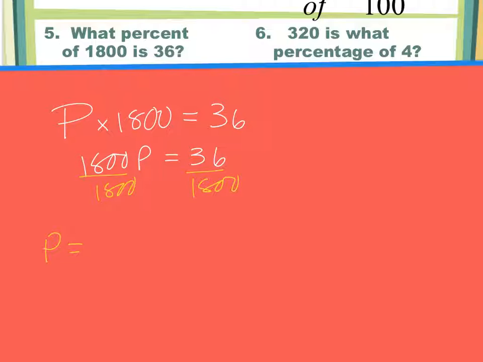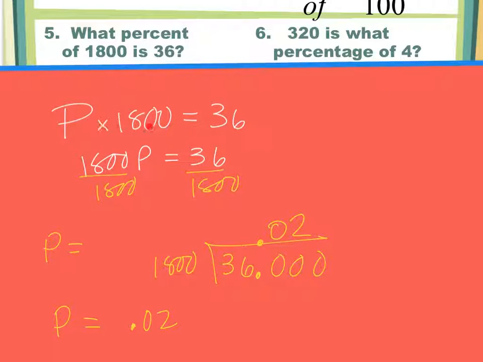And you have to do your long division. 36 divided by 1800. Decimal point. Add some zeros. Can you just do it mentally? Some people can, some people cannot. 1800 goes into 360? No. 1800 goes into 3600? Exactly twice. So you get that the P is 0.02. But because you did it the equation way, you must remember the 100 is not in it. So I have to do what? Move the decimal point twice. To the? Right. Excellent. 2%.